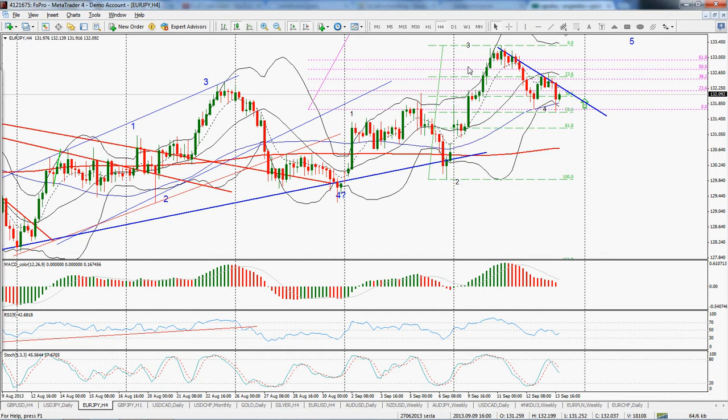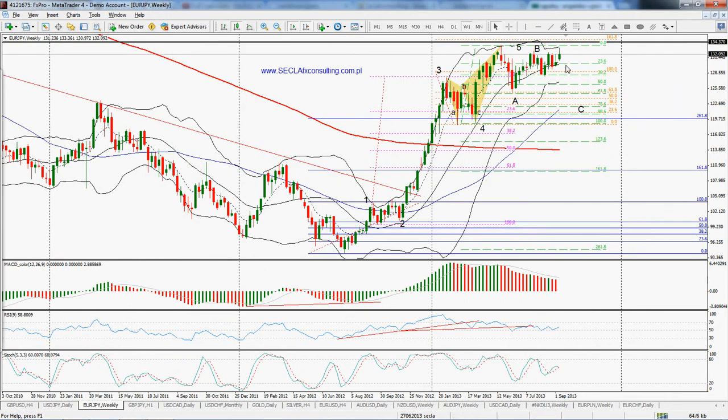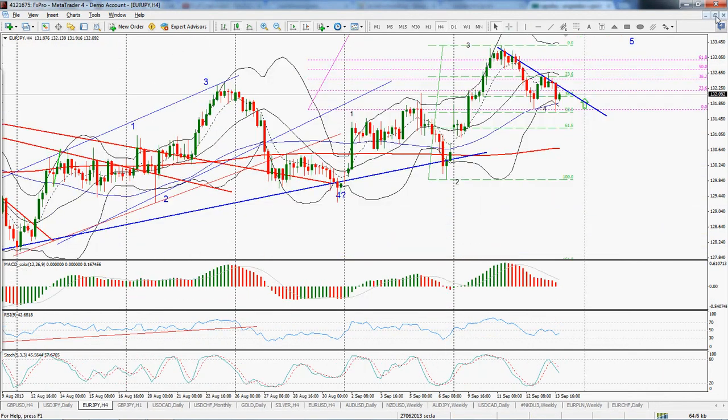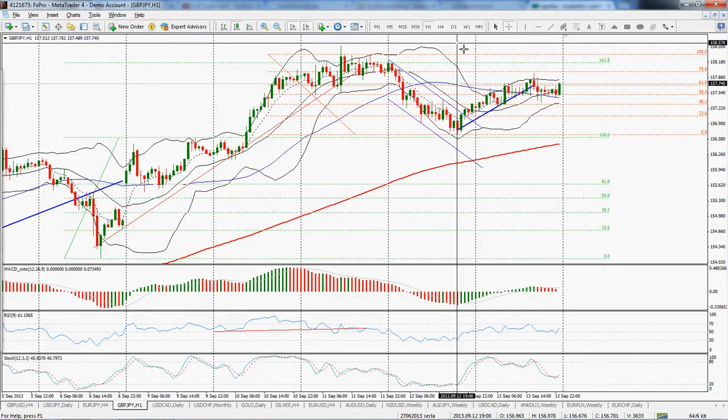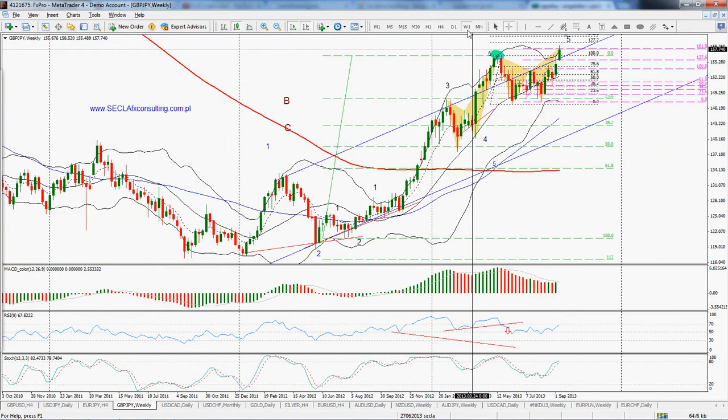A long trade setup here will actually be in harmony with this weekly candle, because this is a green one. It's above the Bollinger Middle Band. So this is a positive sign. Okay, I will leave it like that, and then move to Great Britain Pound, Japanese yen.